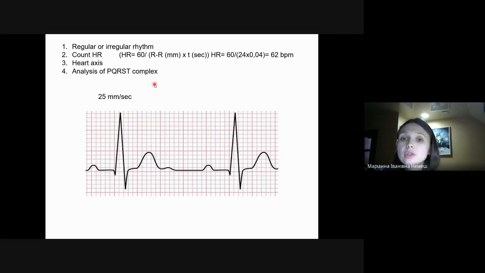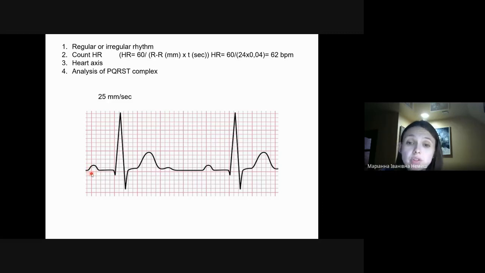The next step is to identify the heart axis. About heart axis, I'm going to explain a little bit later. And you should analyze the PQRST complex. First of all, you need to find the P wave. If you see the P wave, you could say that the rhythm is sinus. Secondly, you should measure its amplitude.